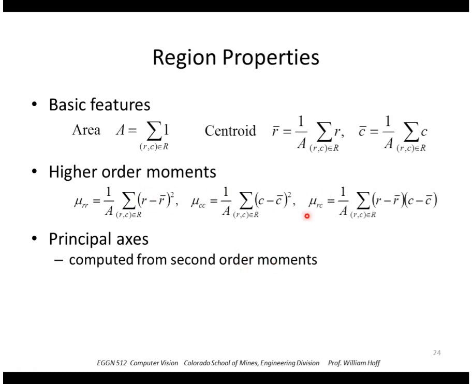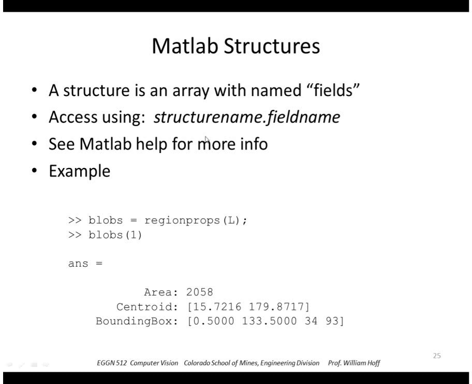So MATLAB has a function to compute region properties called regionprops, which I'll talk about next. First, I want to mention that MATLAB has this structures concept, as does C and other languages. A structure is a variable with fields, and you can access those fields by giving the name of the structure and the name of the field. So regionprops actually returns an array of structures. In this case, I'll call it blobs.